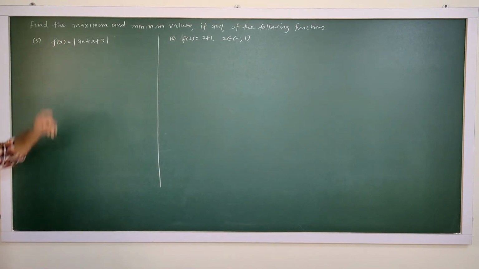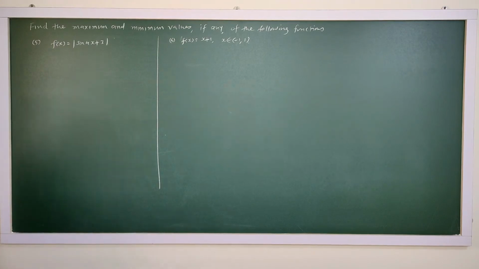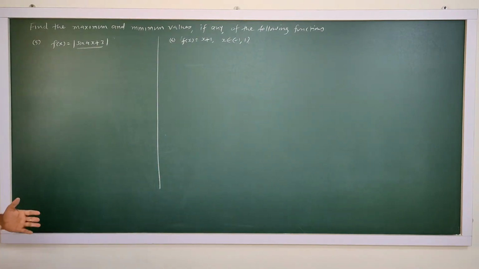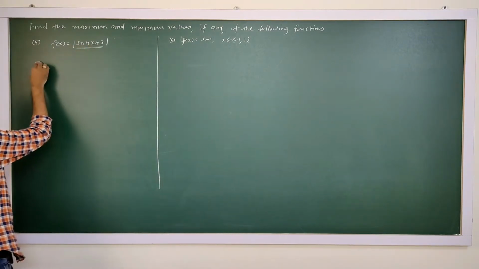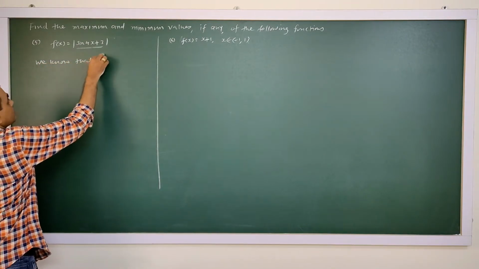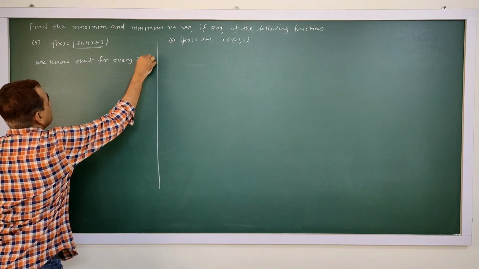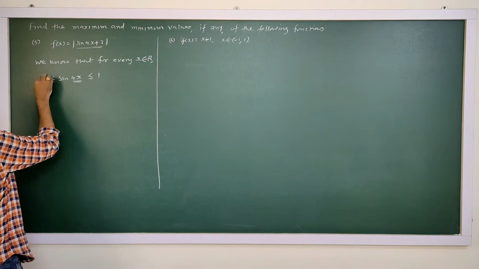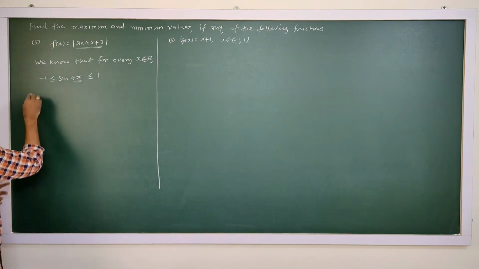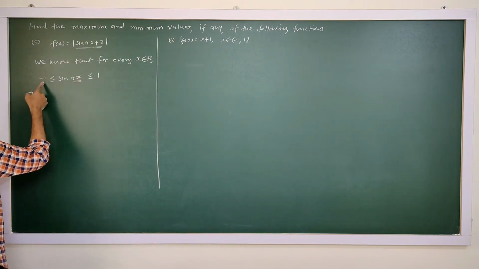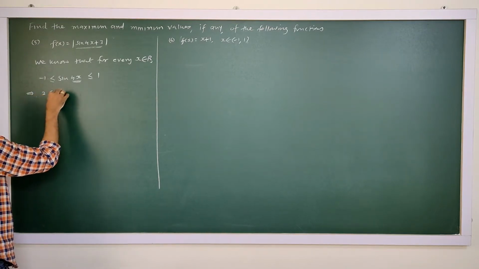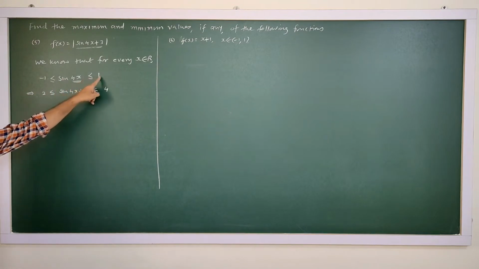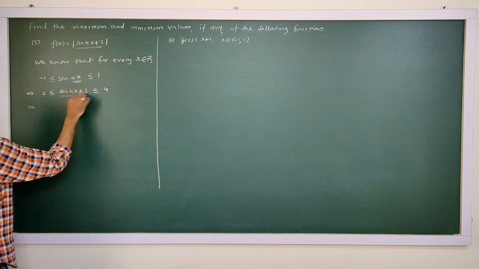Now to find the maximum value of this function, f(x) is |sin 4x + 3|. A trigonometric function is given, so we use the property of sine. This is sin 4x, and we know that for every x belonging to R, sin 4x, this is like theta, sin theta has maximum value 1 and minimum value minus 1. Then adding 3 in this inequality, minus 1 plus 3 is 2, and 1 plus 3 is 4. So here 3 is added everywhere. So now sin 4x + 3 is between 2 and 4.